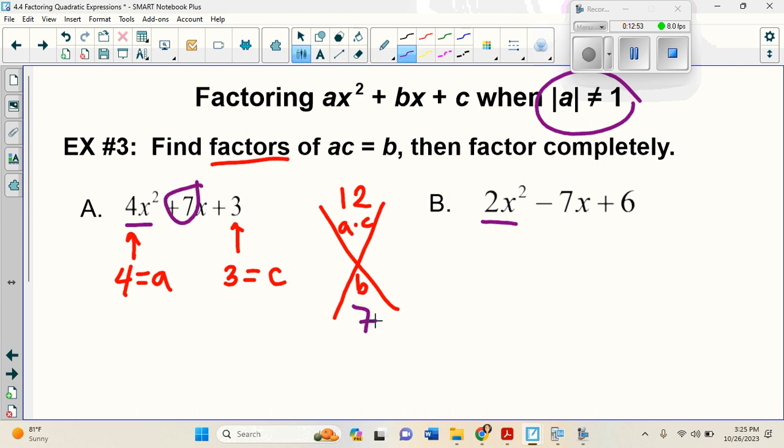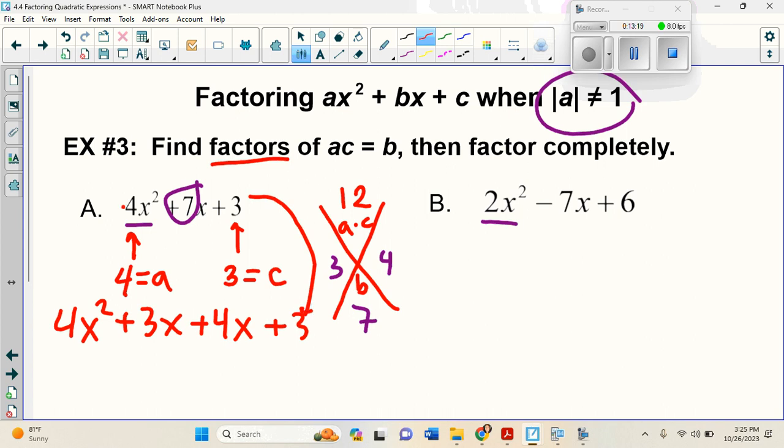Can you think of two numbers when I multiply them, I get 12? There's 1 and 12, 2 and 6, 3 and 4. Did any of those add up to 7? Yes, 3 and 4. So what we're going to do is rewrite 4x squared plus 7x into 4x squared plus 3x plus 4x. And then just bring down the 3 from here. So this 3 is from this part here. This 4 is here. And we're just rewriting 7x to be 3x plus 4x.